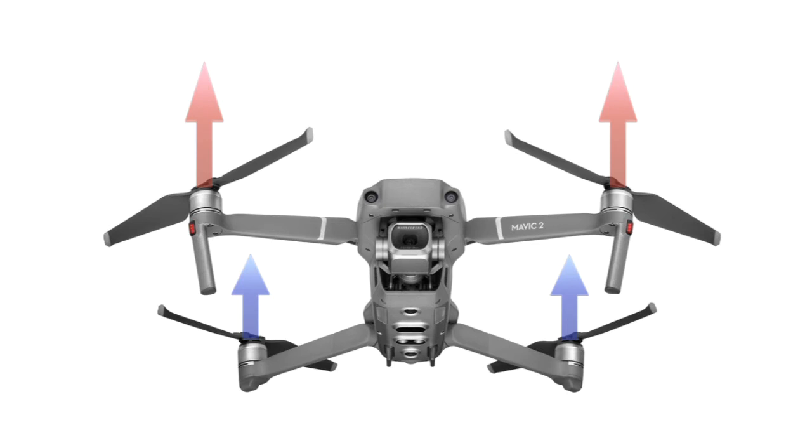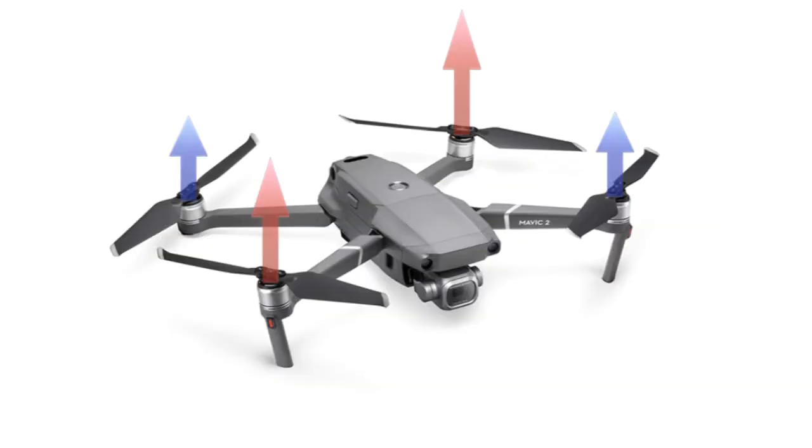To yaw in a clockwise direction as viewed from above, the drone will increase power to the front left and back right motors, which are rotating counterclockwise, and also decrease the power to the front right and back left motors, which are rotating clockwise. An increase in thrust is shown with red arrows, and a decrease in thrust is shown with blue arrows. The net thrust upward will remain roughly the same.